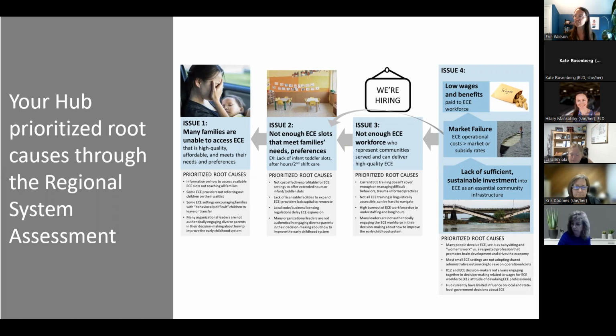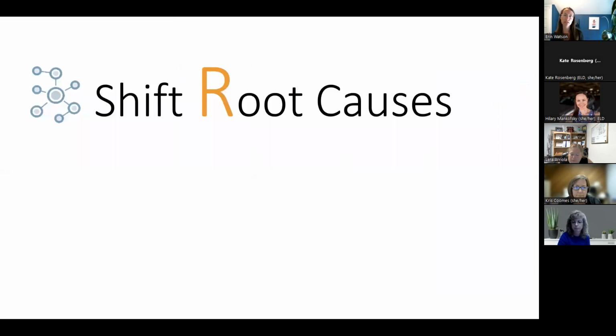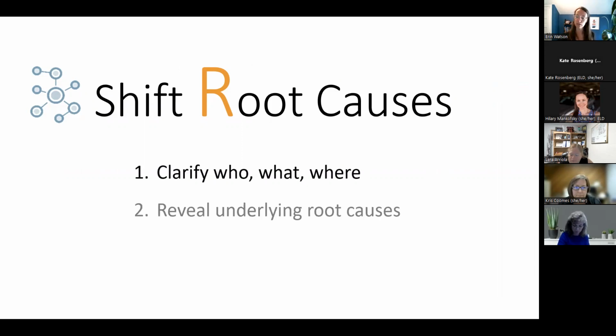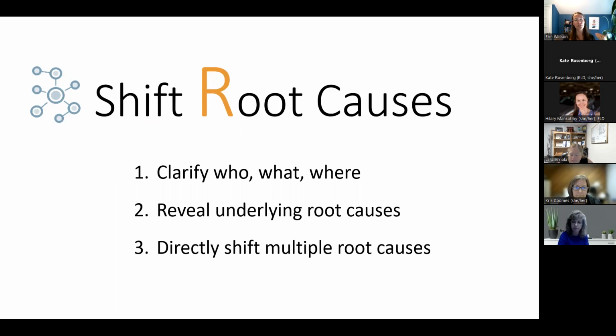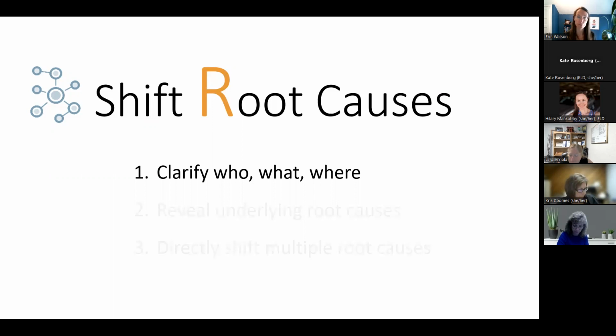Here's just a picture. This looks similar to many hubs' root cause summaries. So there are three things you have to do with root causes to design strategies. One is you have to clarify the who, what, where with your prioritized root causes. Two, you have to look and reveal, are there any underlying root causes going on here that we need to take into consideration? And three, you need to design strategies to address multiple root causes, almost creating a chain reaction going up to your issue. So we're going to go through all three. We're going to start with the first one.